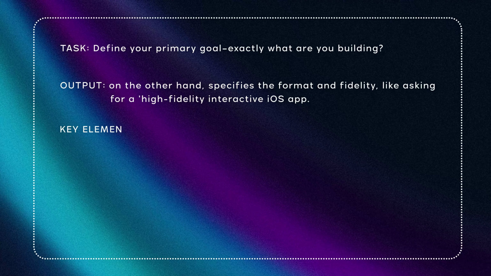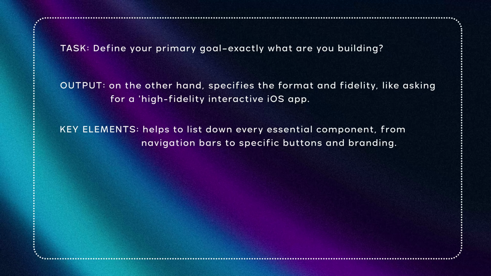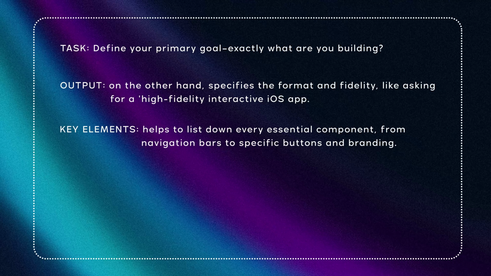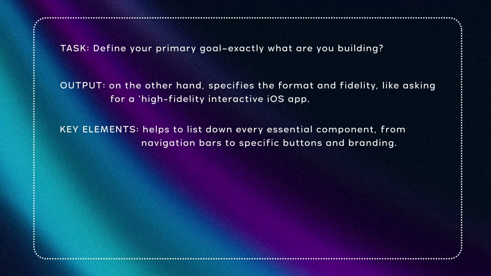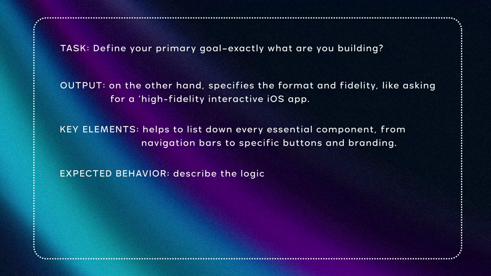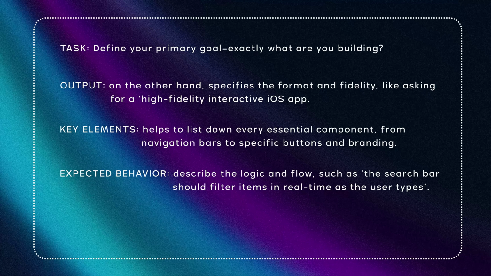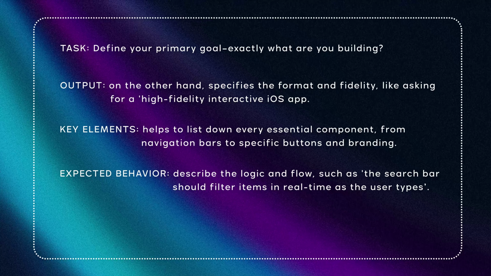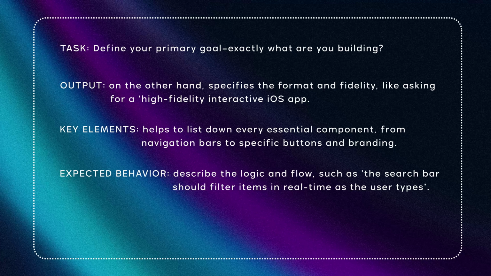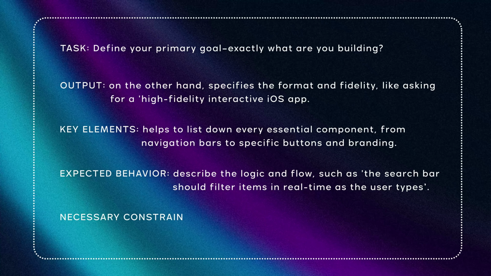Key elements help to list down all the essential components that must be included, like navigation bars, menu items, buttons, or branding. I mean all the smaller components in your design, in detail. Expected behavior helps us to add information related to the flow, logic, interactions, or any transitions between screens. Consider this statement as an example: search bar should filter produce items as users type.